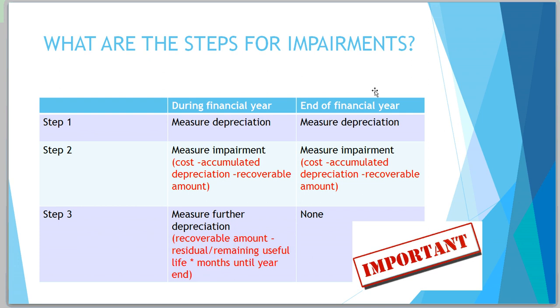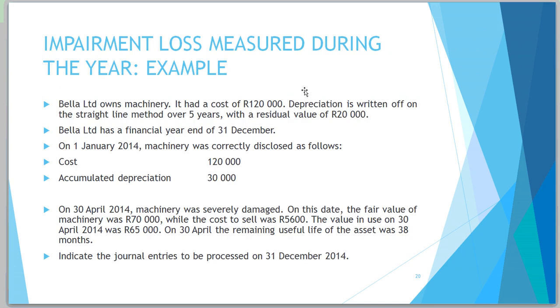Then if your impairment is taking place at the end of the financial year, step 1 is still to measure depreciation, step 2 is still to measure your impairment, but step 3 will be ignored. So if it's at the end of the year, there will be no step 3. So I've created an example here for you, impairment losses measured during the year, just to teach you how you should approach questions like this.